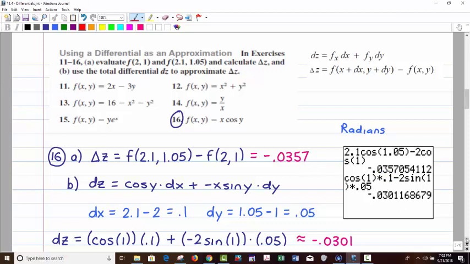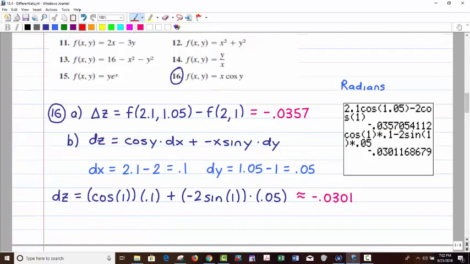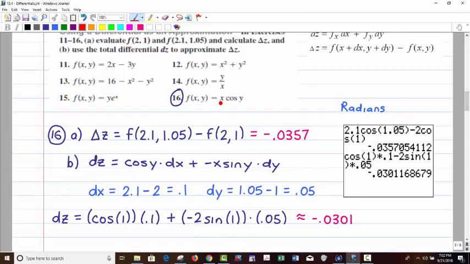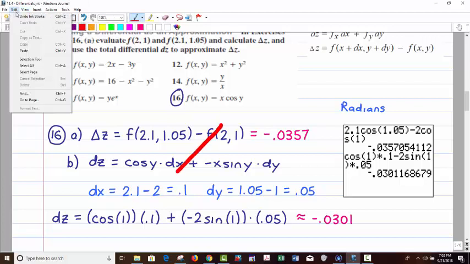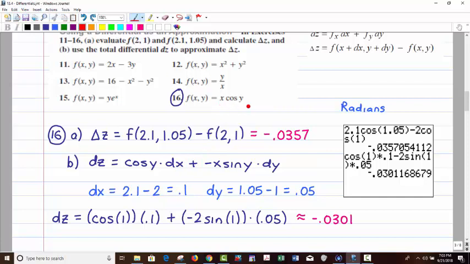Now the differential would be the derivative of this function with respect to x, which would just be cosine of y. So it's cosine of y dx. And then the derivative of this same thing with respect to y, the x will sit there because it's multiplied. Then the derivative of cosine of y would be negative sine of y. So it makes it negative x sine of y dy.